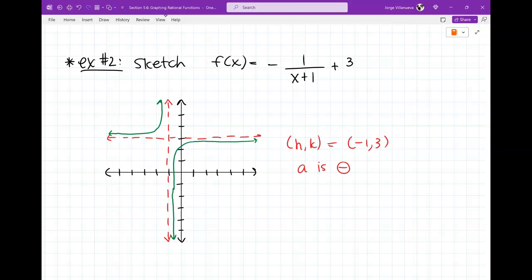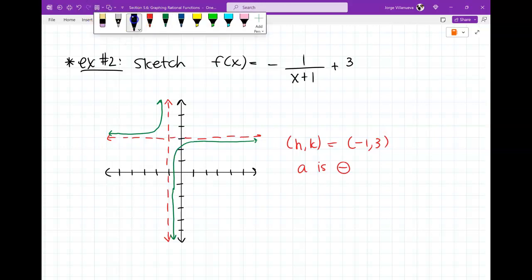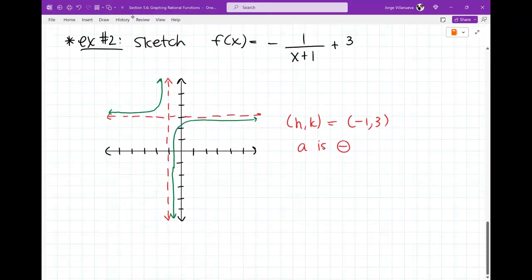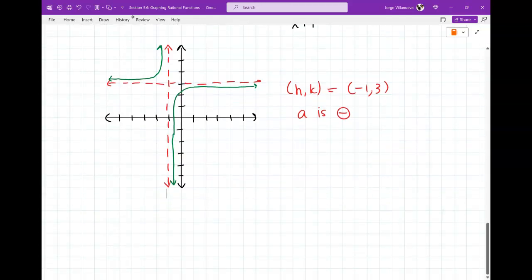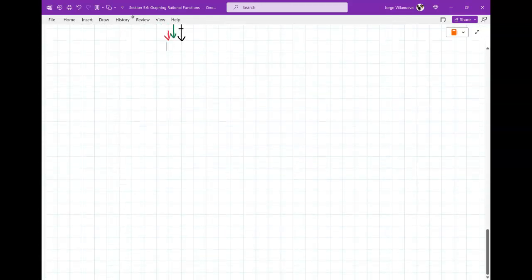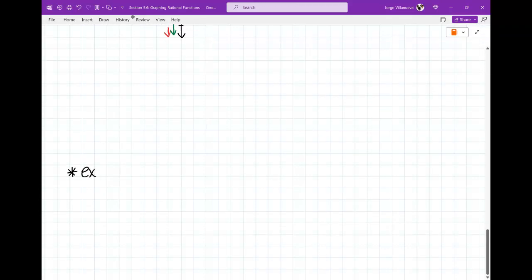Now, let me give you one in the back that they might try to trick you with, but it's not that it's difficult. But before I do that, any questions on this one? So it got flipped, okay, because A is negative. We flipped it, okay? All right, example number 3. So we're going to sketch this function right here.